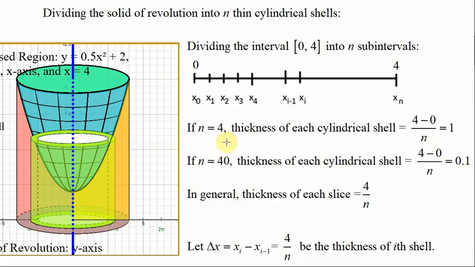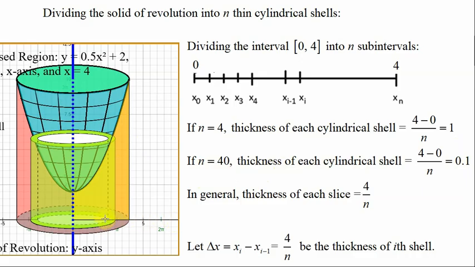If we divide this solid of revolution, without the paraboloid, into 4 shells, then the thickness of each shell would be 1. But if we divide the solid of revolution into 40 shells, then the thickness of each shell would be 0.1.